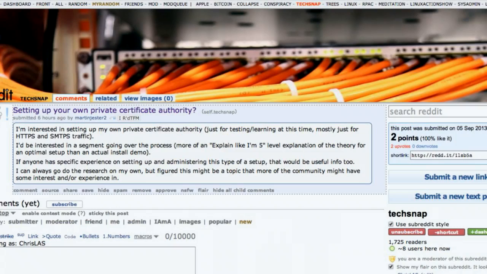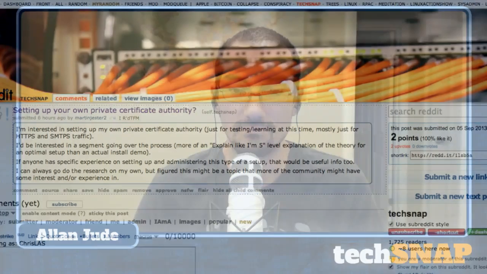Martin Jester 2 writes, I'm interested in setting up my own private certificate authority, just for testing and learning at this time, mostly just for HTTPS and SMTP traffic. I'd be interested in a segment going over the process to explain how to do this. If anyone has specific experience setting up or administering this type of setup, that'd be useful too. He says, so, he wants to just play with certs, but he wants to know about generating his own. Do you have any pointers?